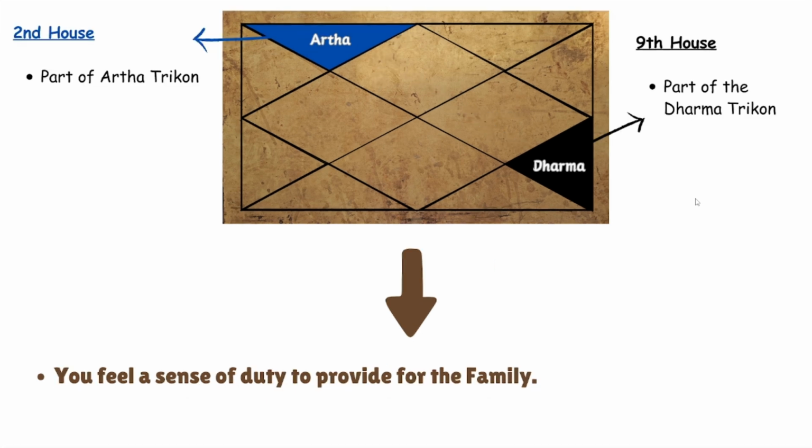Now, the ninth house is part of the Dharma Trikon and the second house is part of the Artha Trikon. So, what is your dharma? What is your duty? You feel a sense of duty to earn wealth, to acquire and accumulate wealth to provide for the family, because the second house shows one's family.